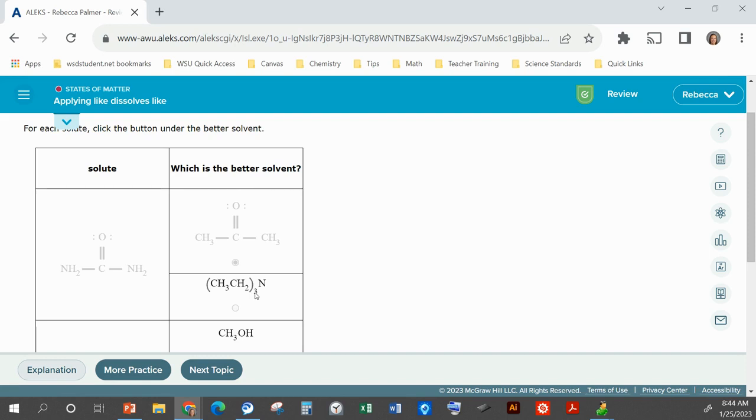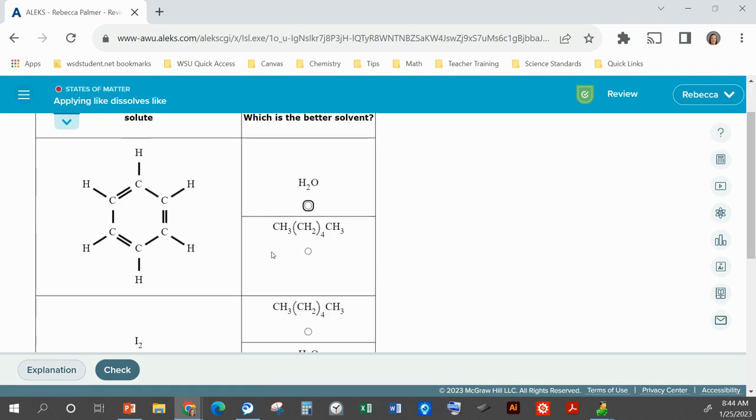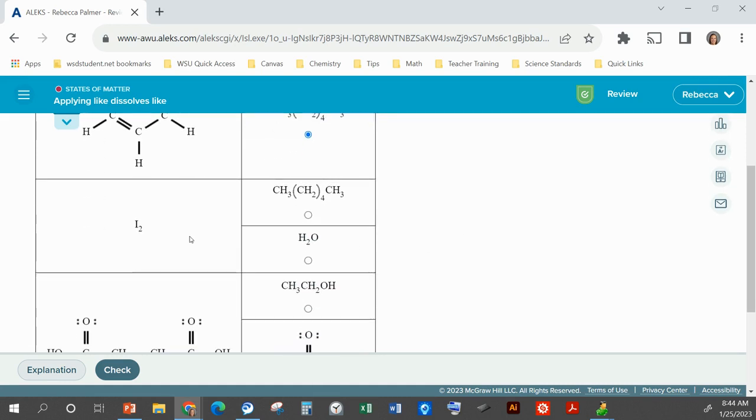Okay, all right, do you want to do another one of these? Okay. All right, this is called benzene. We have lots of carbons and hydrogens. This is non-polar. So which solvent do you think we should pick? We have water and we have hexane. The one that's not water, great. Lots of carbons and hydrogens will dissolve lots of carbons and hydrogens. Good.